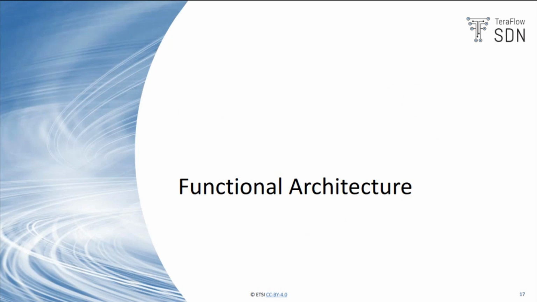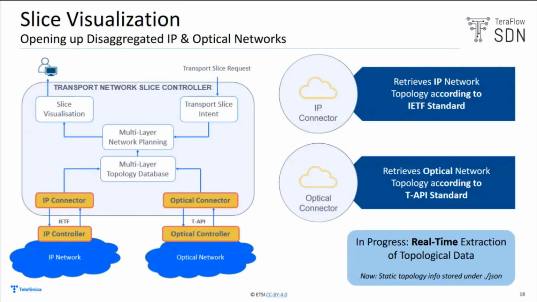For the functional architecture, we start by collecting all the information about the topology. Now, this is a static way of obtaining this information. We are working on exporting this information in the IETF format, but we use the topology information in a JSON file with the expected TeraFlow information. This is the same for the IP and the optical topologies. This information is sent to the transport slice intent and to the planner component to do the multiple path computation algorithm.